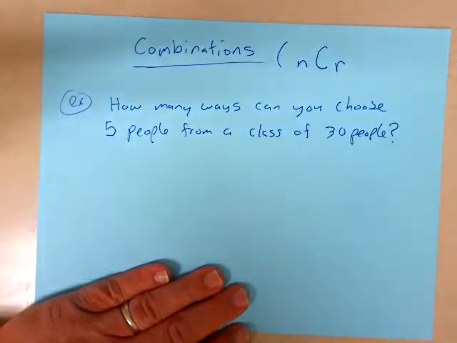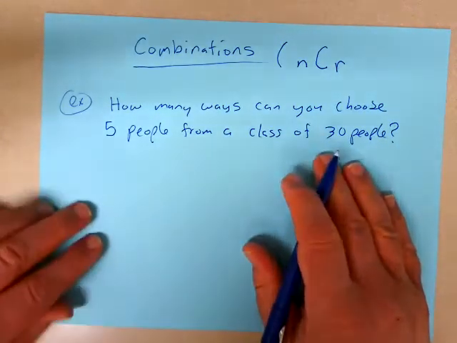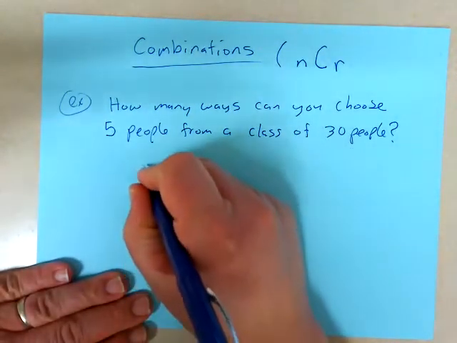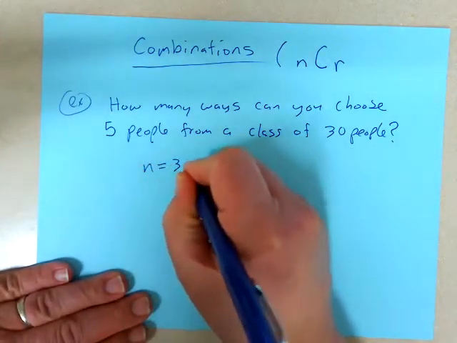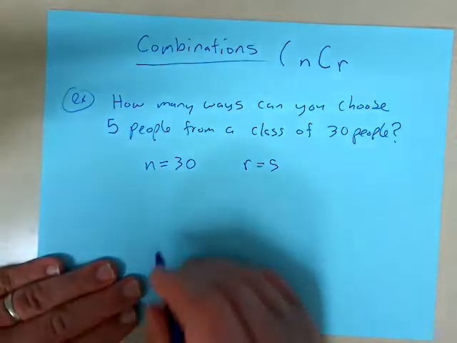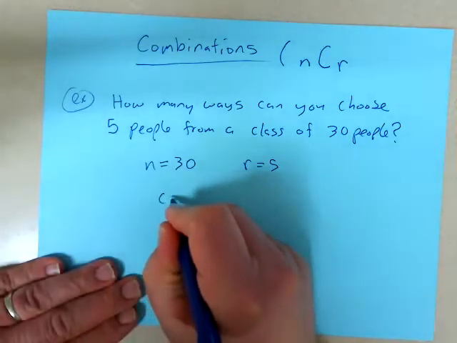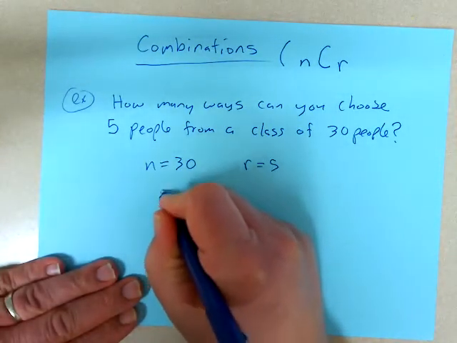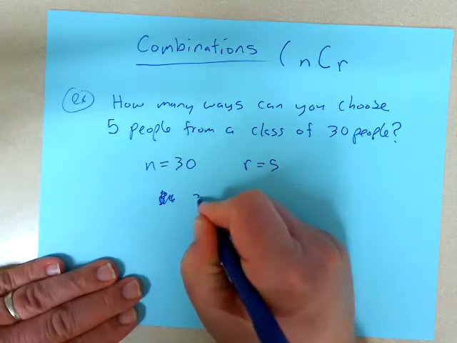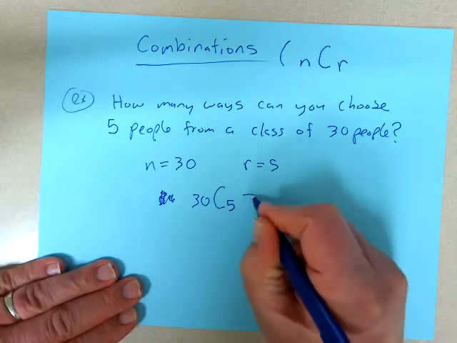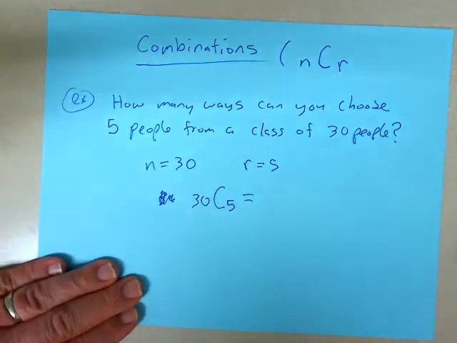Okay? So what I would do, if I want to know how many ways I can choose 5 people out of 30, the N here is the total number of people, and the R is how many people you're going to choose. So I would write 30 choose 5. Okay, so how many ways can I do it?